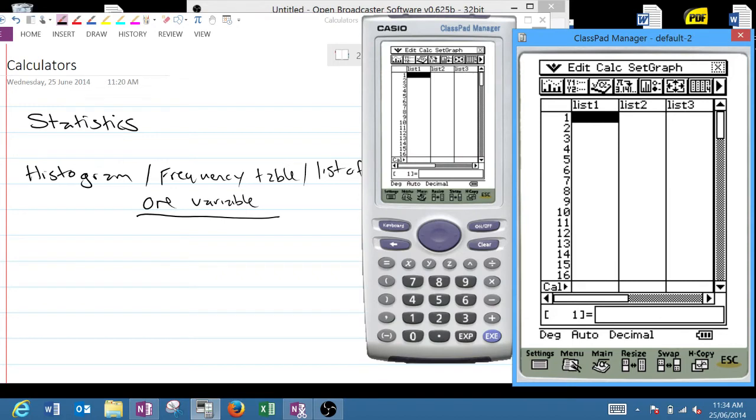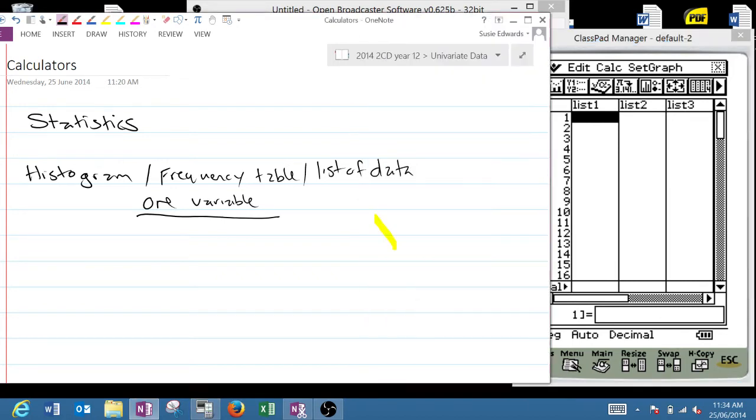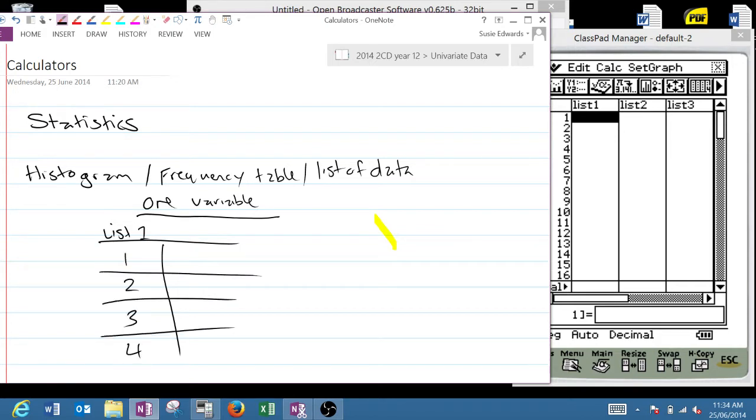So the first thing we need to do is we need to have some data to look at, alright? So we'll just start with something really simple. So in list 1, can you just put in the numbers 1, 2, 3, 4, and in list 2 we put our frequency. We put in, for example, 3, 5, 2 and 1.